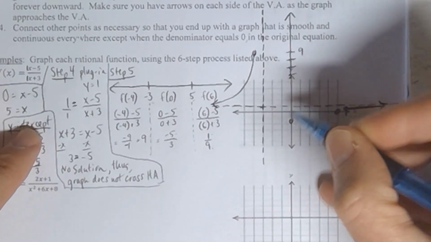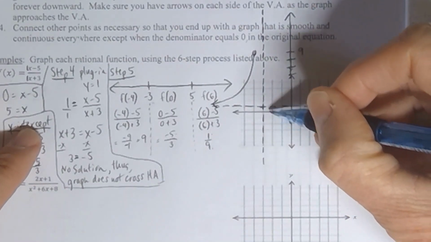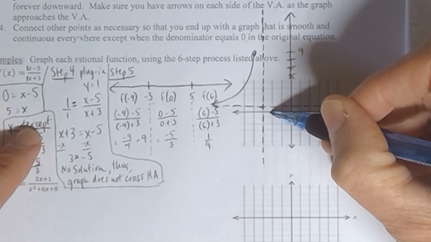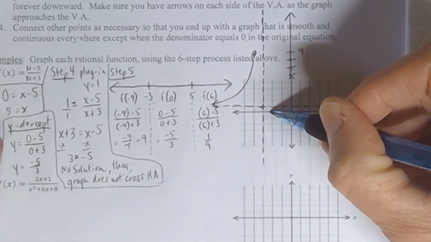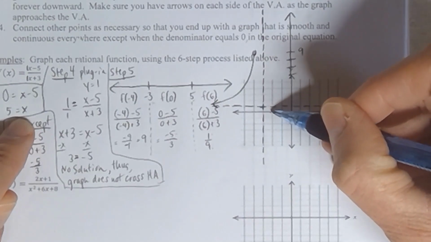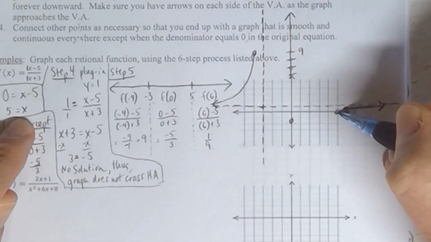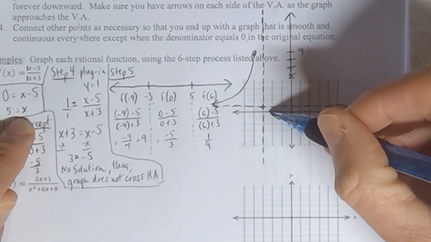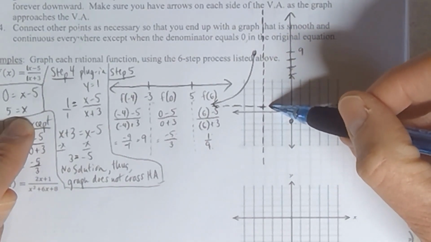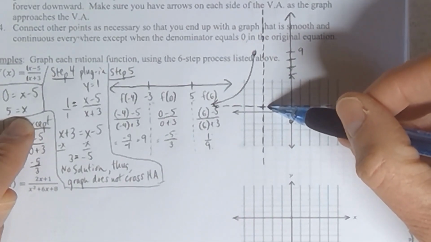It goes down because if it went up, it would have to hit the x-axis, which would be a contradiction to the fact that x equal to 5 over here is the only x-intercept. Okay, and there's not an x-intercept over here. The only x-intercept's over there. So that would be a contradiction. There's also another contradiction in the fact that it's not supposed to hit the horizontal asymptote anywhere, including right here.